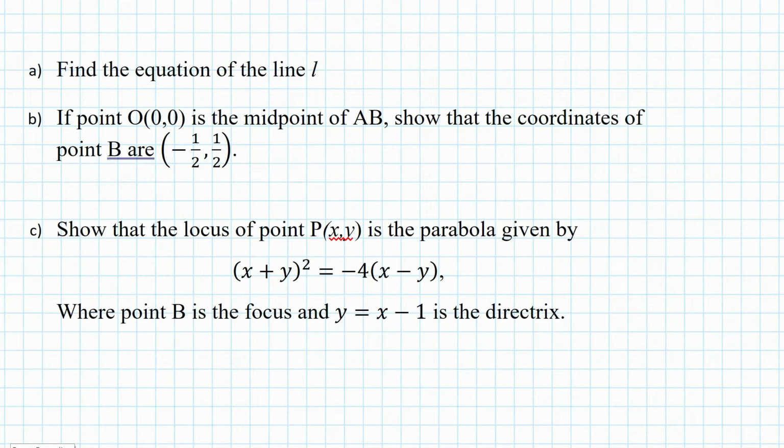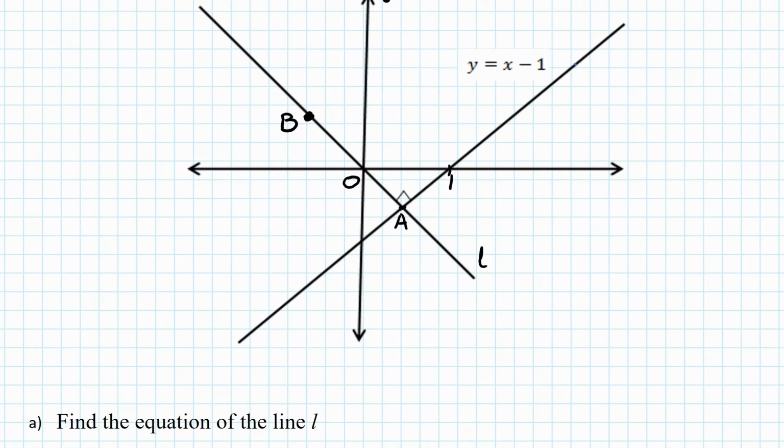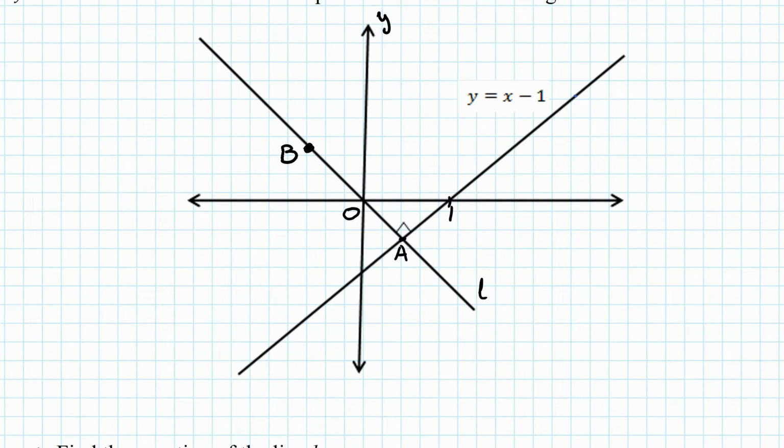Now let's find the equation of the line L first. So we know that two lines are perpendicular to each other, so m1 times m2 equals -1. And we know the gradient of this one is 1. So therefore 1 times m is -1, so m is -1. So this is the gradient of line L.